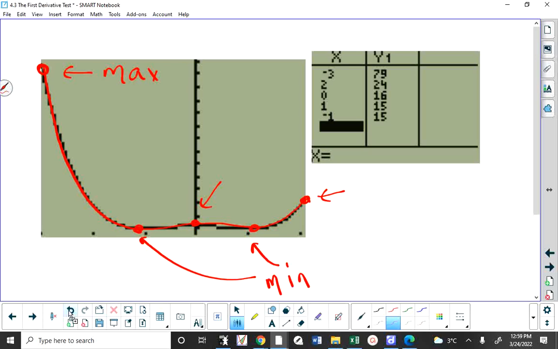The point on the left is critical because the derivative is not defined. The point on the right is critical because the derivative is not defined. The 3 points in between are all critical because the derivative is 0.